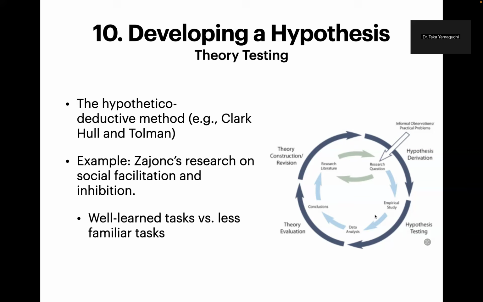Okay, now let's examine an example of Zajonc's research on social facilitation and inhibition, the drive theory. He developed his drive theory from existing study results, which suggests that being observed during a task causes physiological arousal. This arousal increases the chance of performing the dominant response. According to his theory, social facilitation occurs with well-learned tasks, while social inhibition happens with less familiar ones, which we have already discussed previously.